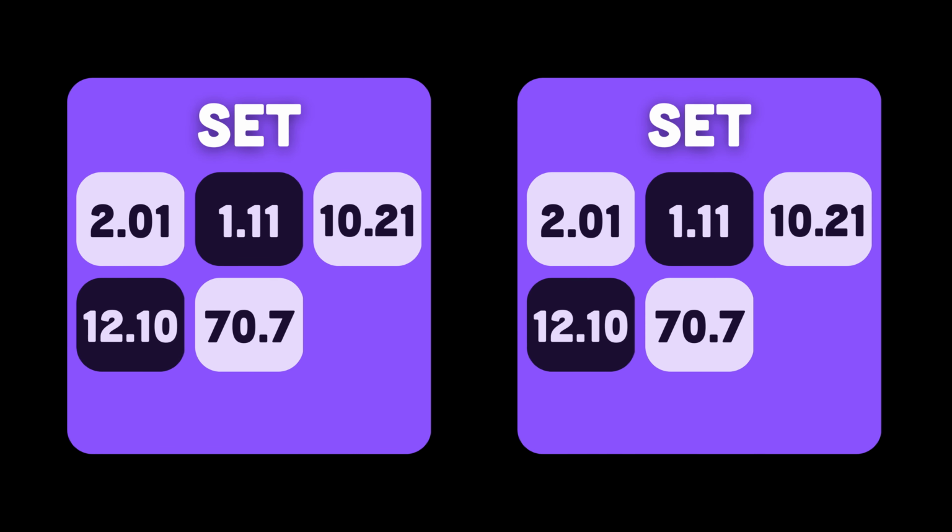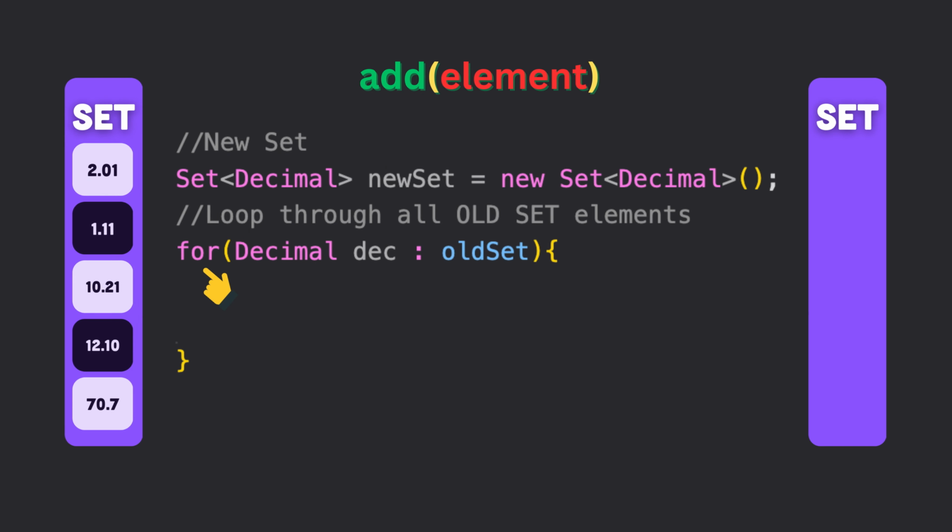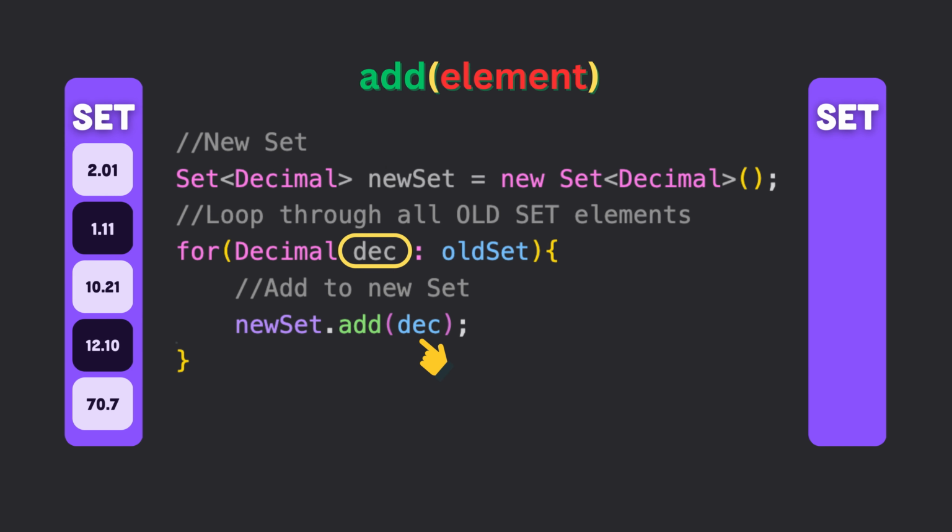For starters, let's say we want to duplicate a set collection. An amateur way of doing this would be to use the add method within a for loop, which will add each element from the old set to a new set.